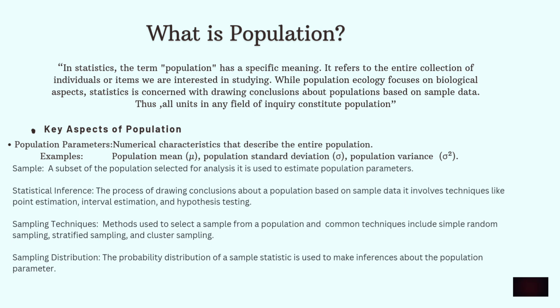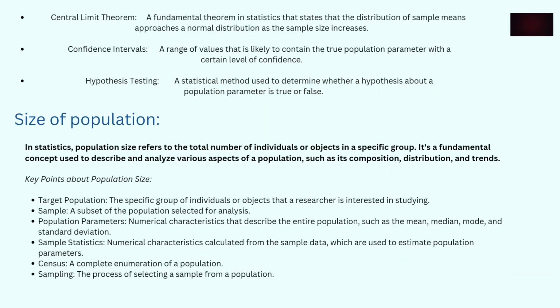So the key aspects of population are: first, population parameters. Example: population mean mu, population standard deviation sigma, population variance sigma square. Second, sample, statistical inference, sampling technique, sampling distribution, central limit theorem, confidence intervals, hypothesis testing.